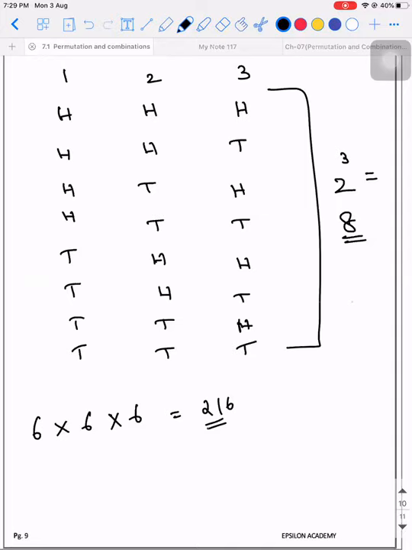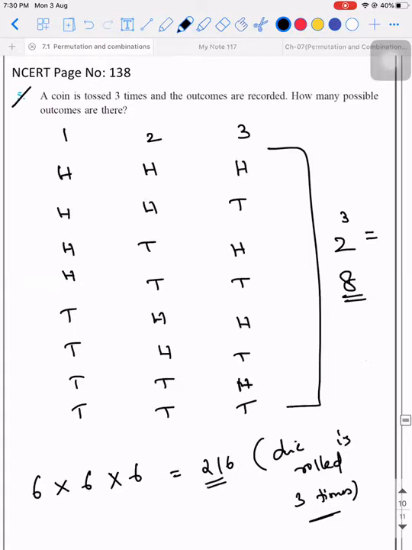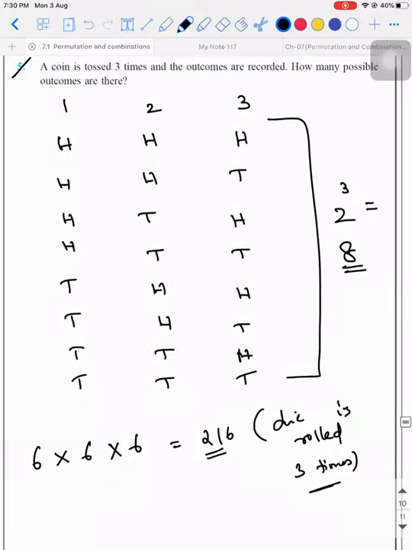Are you guys able to understand? This is when a die is rolled 3 times. Had it been rolled n times, the answer would have been 6 power n. Similarly, had the coin been tossed n times, the answer would have been 2 power n.